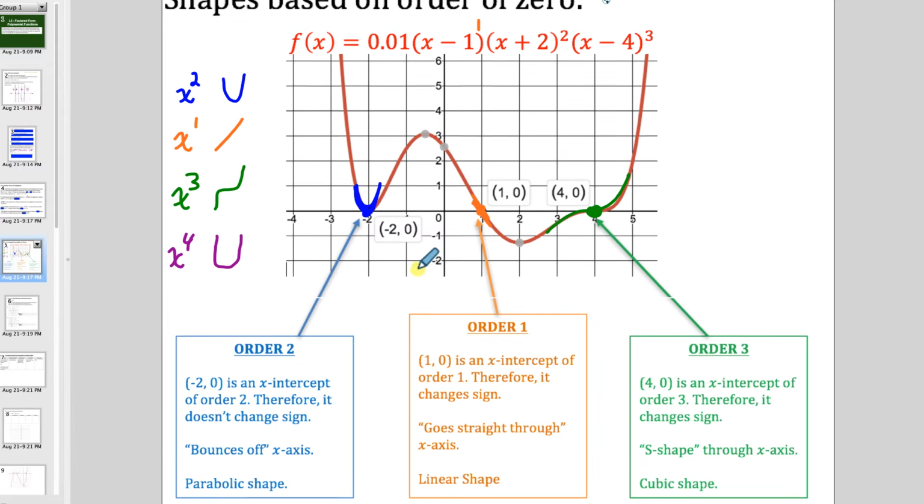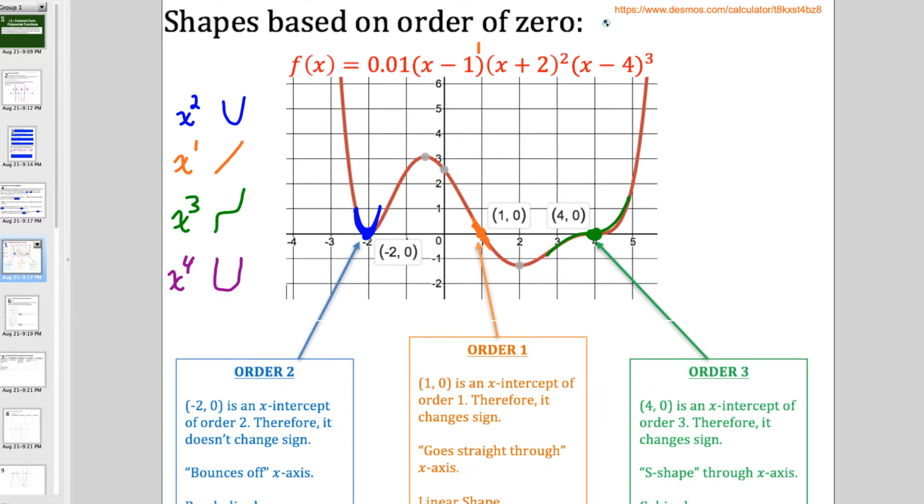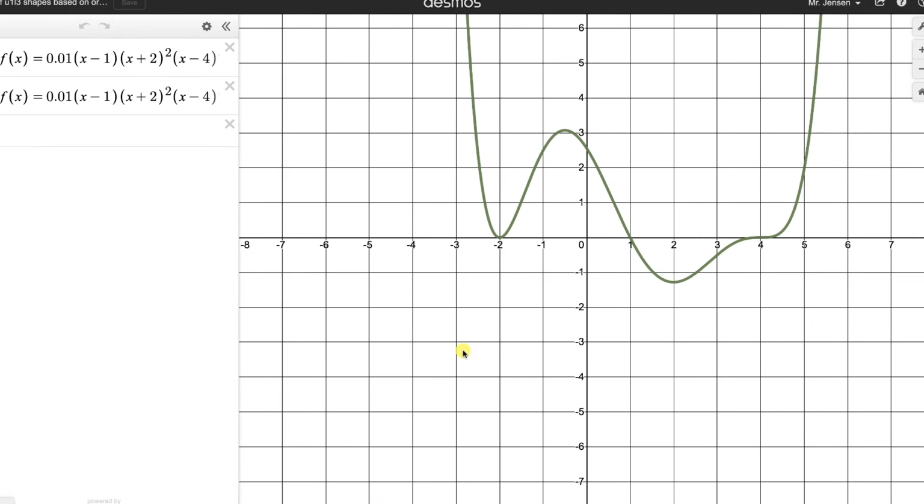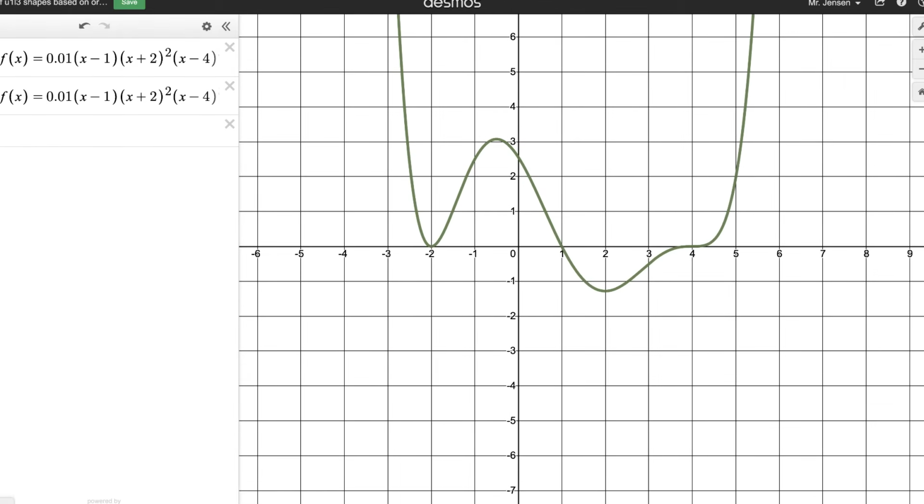Let me just show that to you in Desmos, how changing the exponent on the factor affects the shape of what happens at the x-intercept. Okay, here's that same function. I have it being graphed in green and red right on top of each other, just so you can see what happens if I change the order of the x-intercept by changing the exponent on the factor. So for example, let's pay attention to the x-intercept at -2. Right now, it looks like this parabola shape. It just bounces off the x-axis.